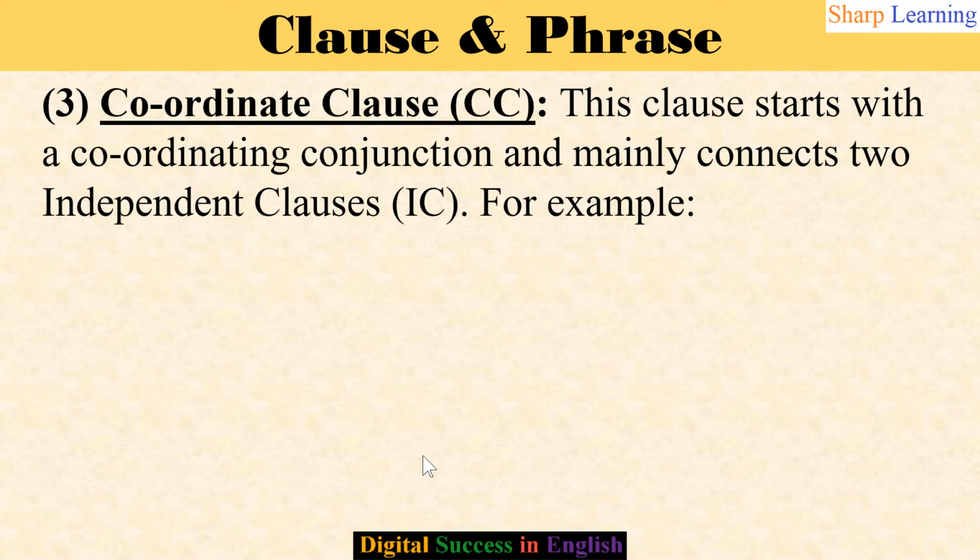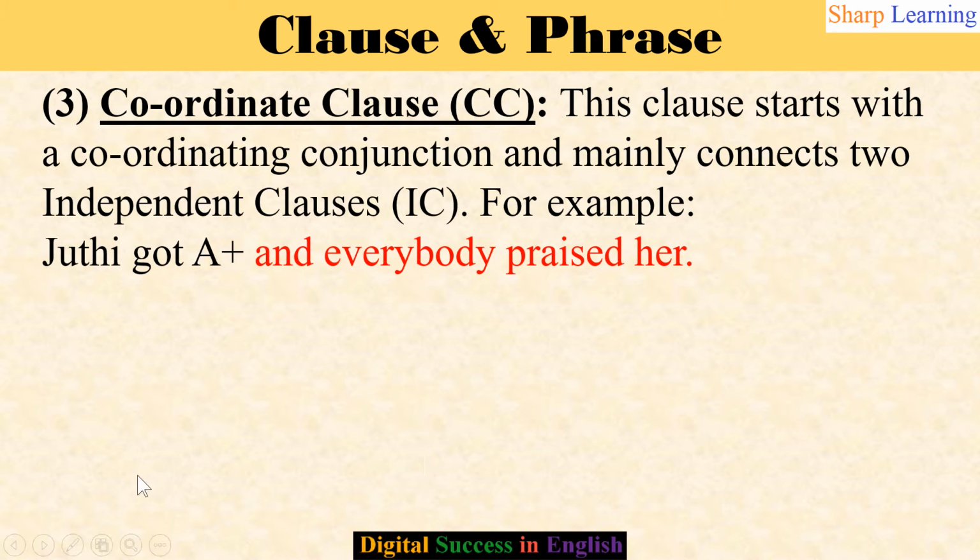This clause starts with a coordinating conjunction and mainly connects two independent clauses, that means two ICs. For example, Jyoti got A plus and everybody praised her. Here, everybody praised her is an IC, Jyoti got A plus is an IC. These two independent clauses have been connected with and. So here and is a coordinating conjunction. So coordinating conjunction plus an independent clause, this part is called a coordinate clause. So and everybody praised her, this clause is called a coordinate clause.